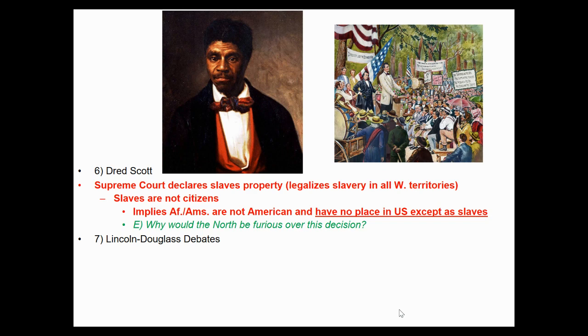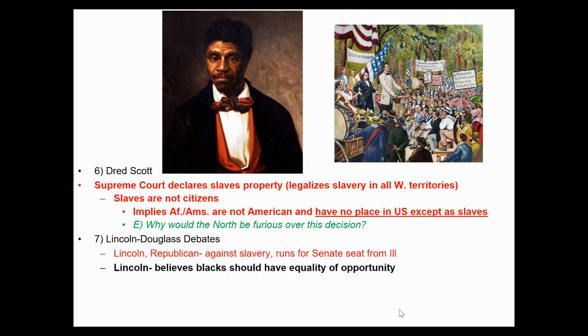Now, the Lincoln-Douglas debates. These are debates where Lincoln is running for the Senate seat from Illinois, not for the presidency. It's in 1858 as a Republican. And the Republican Party is a nascent, or a new, political party that is founded as an anti-slavery party in the United States. So in these debates, Lincoln is arguing that slavery, right, should not have a place in America. Lincoln believes blacks should have the equality of opportunity. He's not arguing for equality of blacks. He just says slavery should end so that every person can go as far as their talent can take them, which is the Declaration of Independence. He even has his famous House Divided speech saying a split country cannot survive.